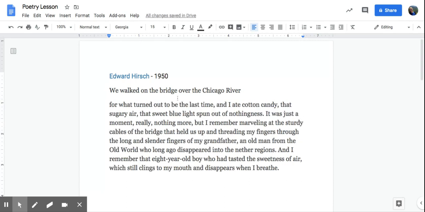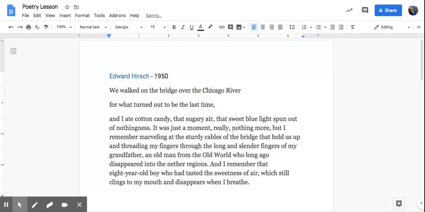And then just keep on playing with it like that, and ask yourself, is that really where I want the break to be? And then if it is, you can go ahead and press enter and put another break there, another line break, until the poem is just the way that you want it to be.